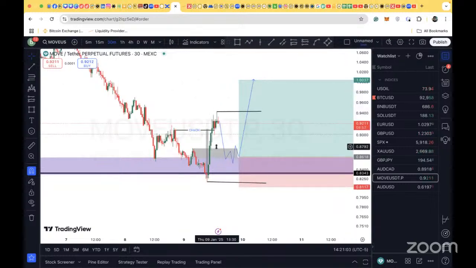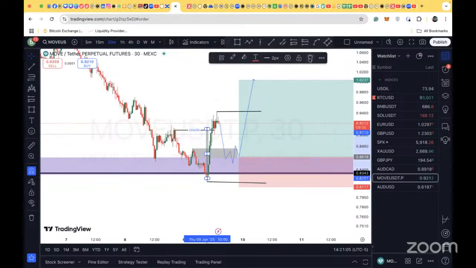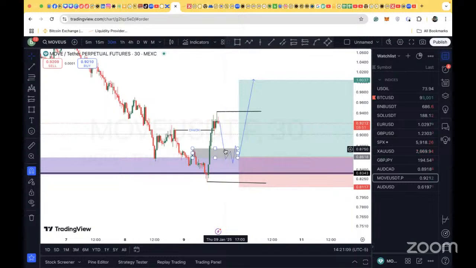So you want to wait for it to happen. If it happens, you enter. If it doesn't happen, you forget about it. If you are putting a buy limit, it's going to be a buy limit at 0.875, 0.876. That's where we have the breaker block. So you enter at the breaker block, which is coincidentally the 61% Fibonacci.